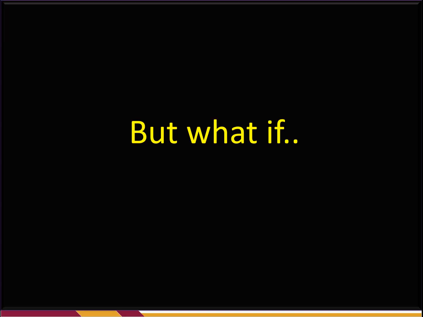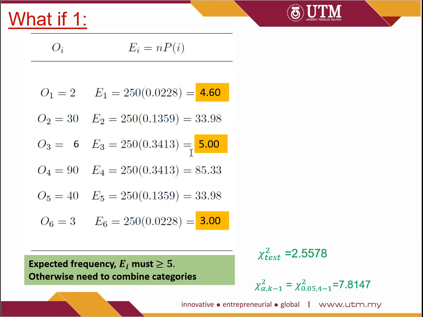Okay, but what if there is another set of example. What if when you find the value of your EI, suddenly the value of your EI is lower than 5. If you look at this one, lower than 5. So remember, your expected frequency must be more than or equal to 5. So this one is okay, but this one is not okay. The one that is below 5 is not okay. So since this one is below 5, we need to combine categories.